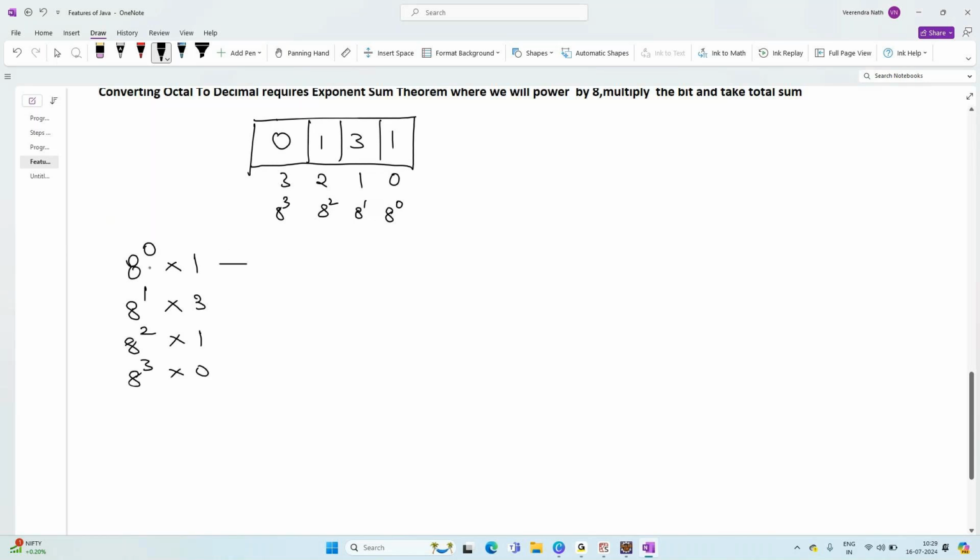Okay. Now tell me what is 8 to the power of 0? 1. 1 into 1? 1 only. 8 to the power of 1 is 8. 8 into 3? 24. Okay. 8 square? 64. 64 into 1? 64. Okay. 8 to the power of 3 is how much?